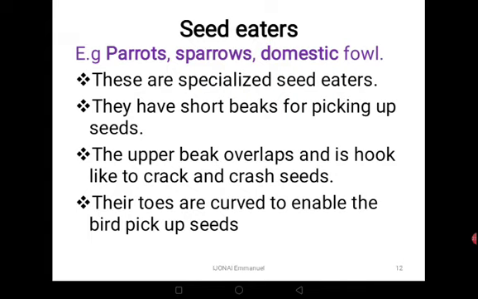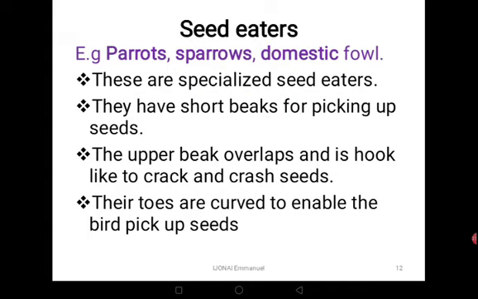For example, if it is eating groundnuts, the upper beak is slightly longer and folded a bit for breaking the shells of seeds and removing the tester, to remove what they want. So they are like that. Their toes are also curved to enable them to pick up the seeds. Usually you see them trying to dig the ground using their toes to look for the seeds. So those ones are seed eaters.